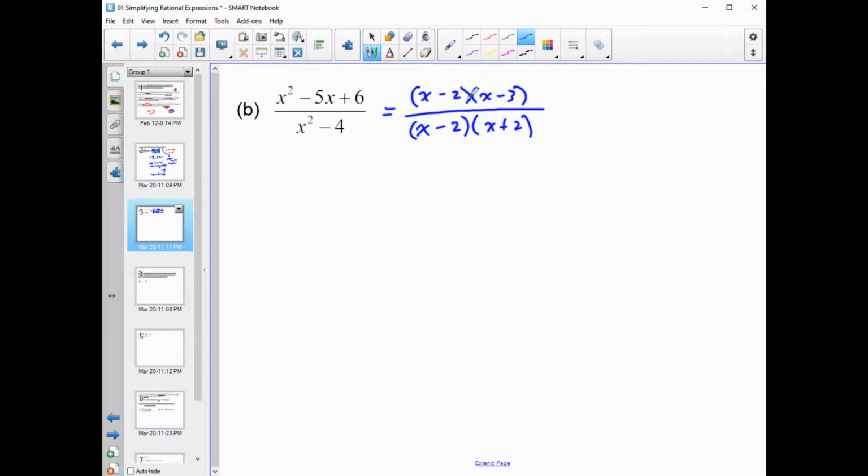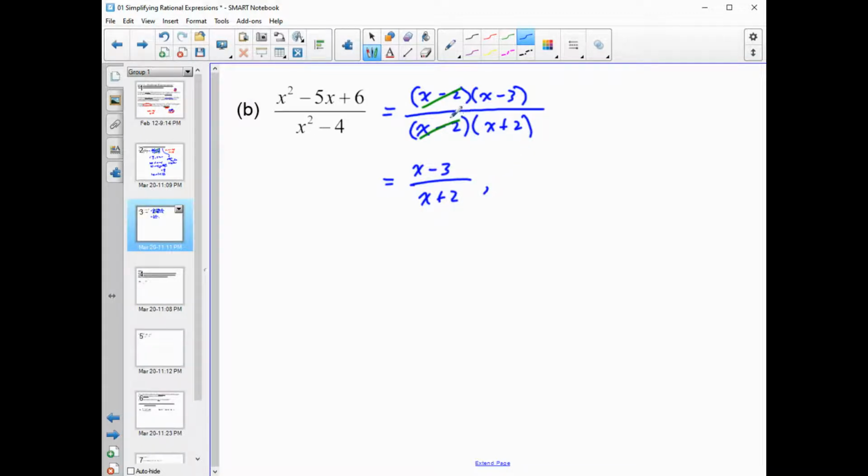Now, at this point in time, you could, if you wanted to, identify your restrictions because everything is visible here. The denominator has this x minus 2 and this x plus 2. We can simplify this by taking out the x minus 2's, by dividing them. And so our final form is x minus 3 over x plus 2.